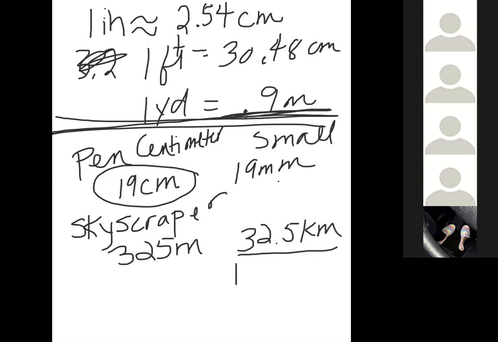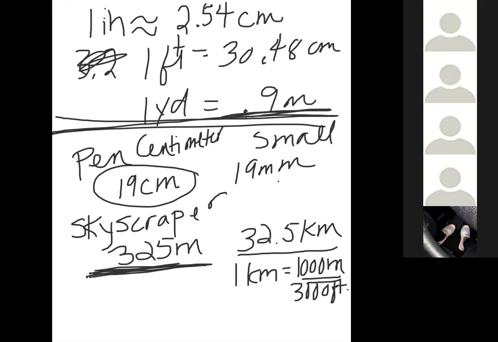Okay, 1 kilometer, guys, is approximately 1,000 meters. Now think about the meter. Okay, a meter stick is about 3 feet. That's 3,000 feet. So be careful with this one. So this one would actually be the meters. Okay. Be careful with that one, guys.